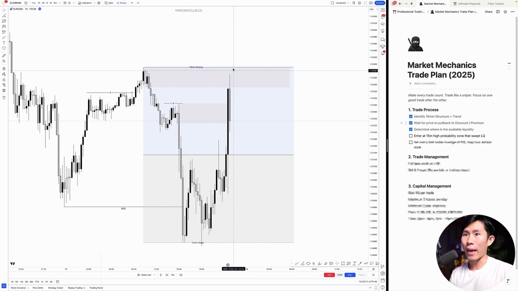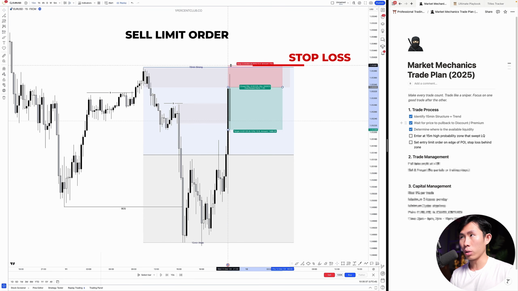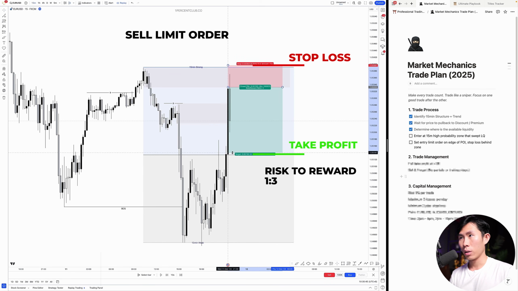So the minute price enters into the 15-minute high probability zone that swept liquidity, what you could have done is place a sell limit order right here, just like a sell limit order right here at the edge of the zone itself, and then in that case you place your stop loss above the zone, and then for your take profit you just place it at 3R, right? So you target 3R just like this. Okay, very simple trade, right?